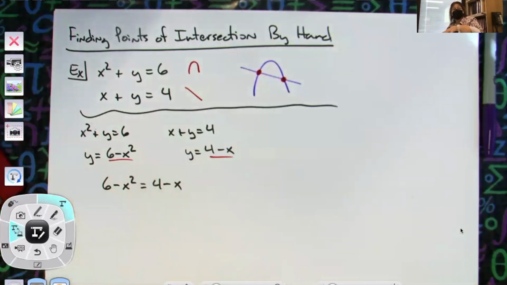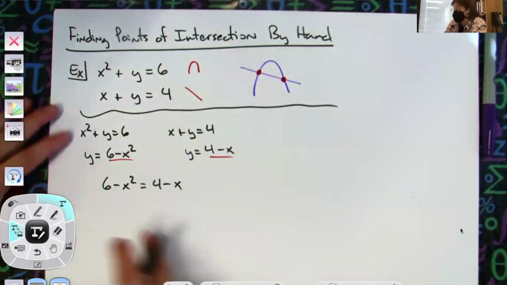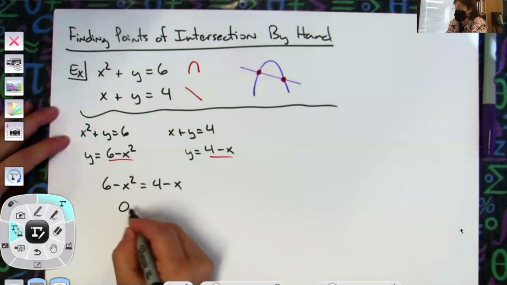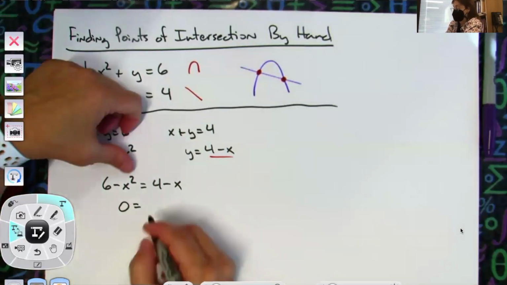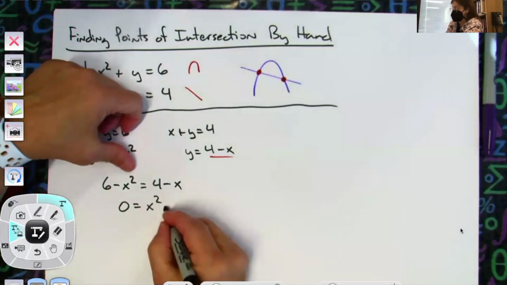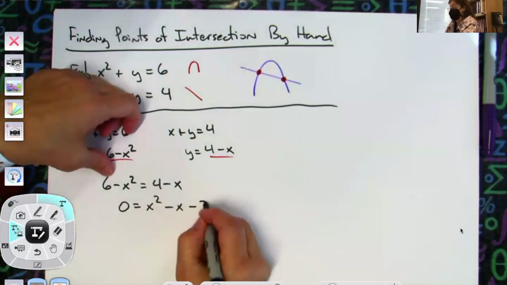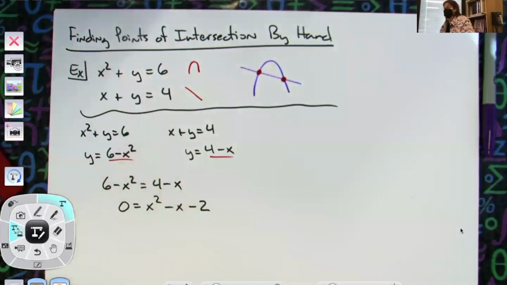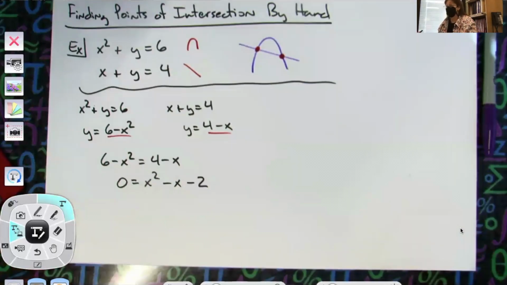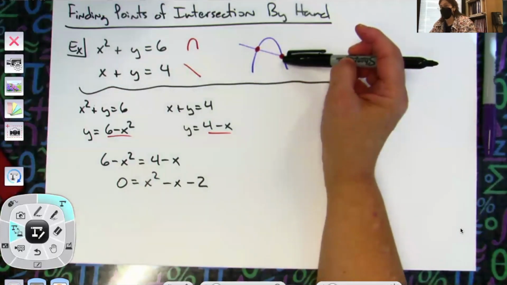Now, I would probably move everything to the right because I don't want a leading coefficient that's negative. So when I move everything to the right, I'll have a 0 on the left-hand side. That'll become a positive x squared. Minus x is going to stay. Don't let me make a mistake. 4 minus 6, what, minus 2? And then we've got a nice little quadratic. We're ultimately trying to solve for x. When we solve for x, we're going to have the x coordinates of those points of intersection.